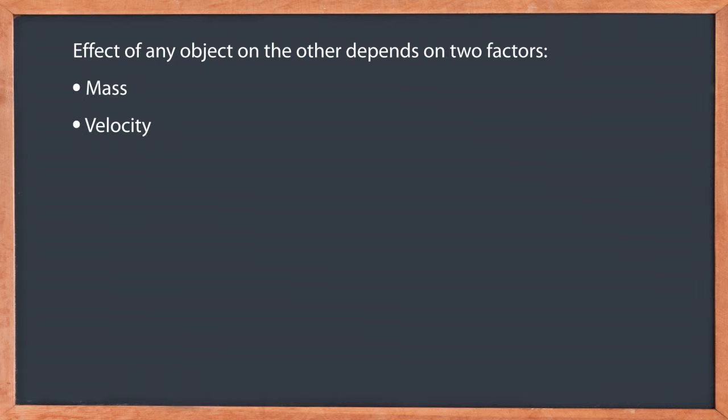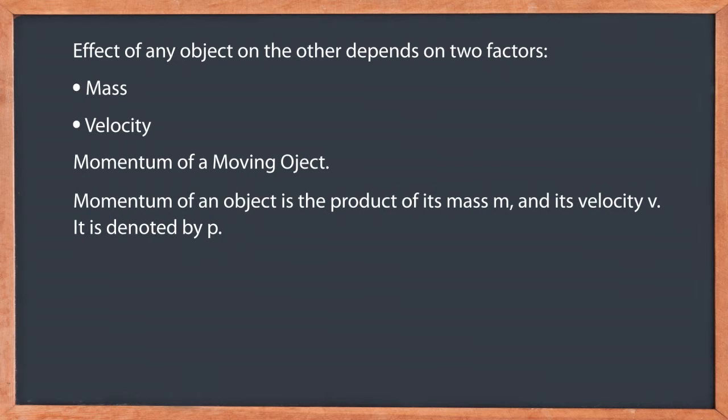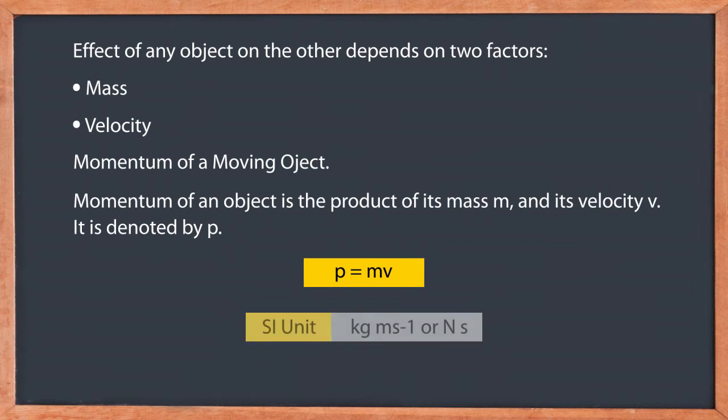These two factors together constitute a physical quantity called the momentum of a moving object. The momentum of an object is the product of its mass, m, and its velocity, v. It is denoted by the small letter p. Thus, you can express momentum as p = mv. Momentum is measured in kilogram meter per second or Newton second in the SI system.